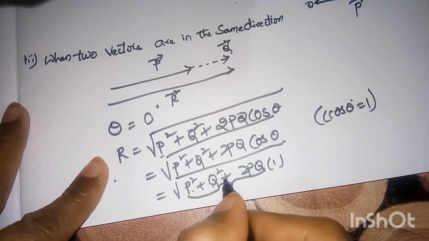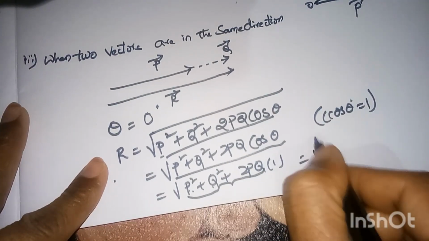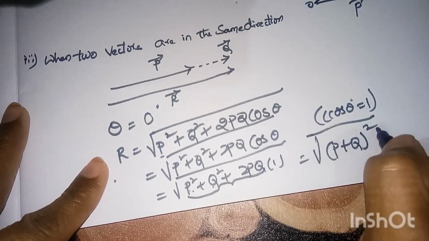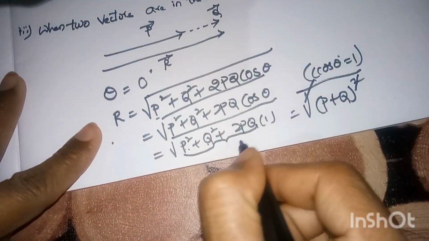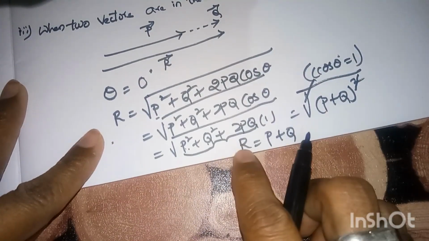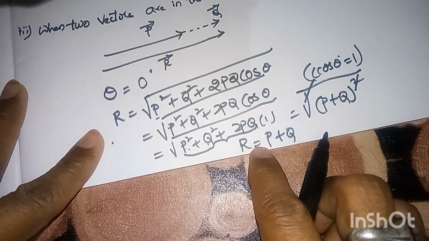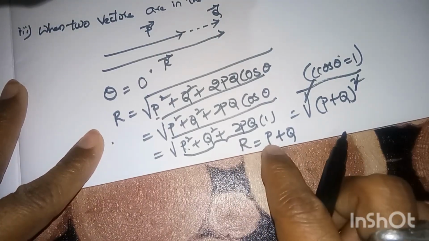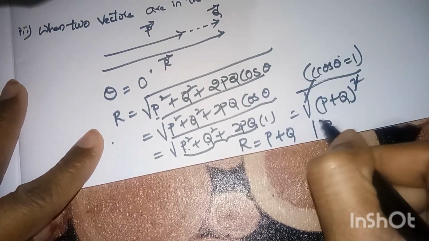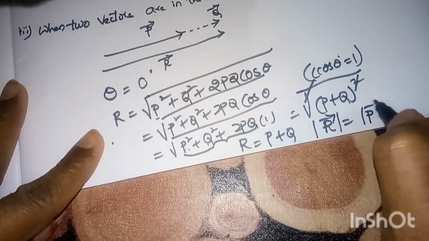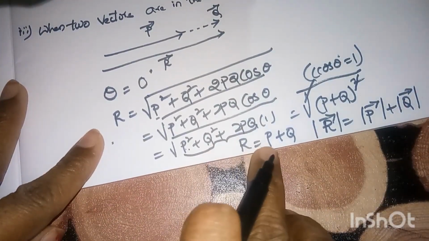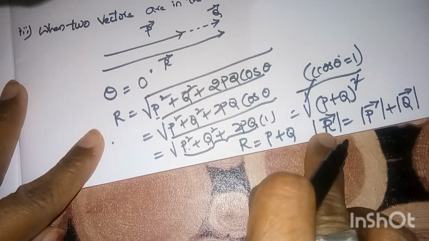p square plus q square plus 2pq will become (p plus q) whole square. So the square root will be cancelled and the resultant will be p plus q. So the magnitude of the resultant is equal to the sum of the magnitudes of the two vectors. This can be written as magnitude of r bar is equal to magnitude of p bar plus magnitude of q bar. So this is the magnitude of the resultant.